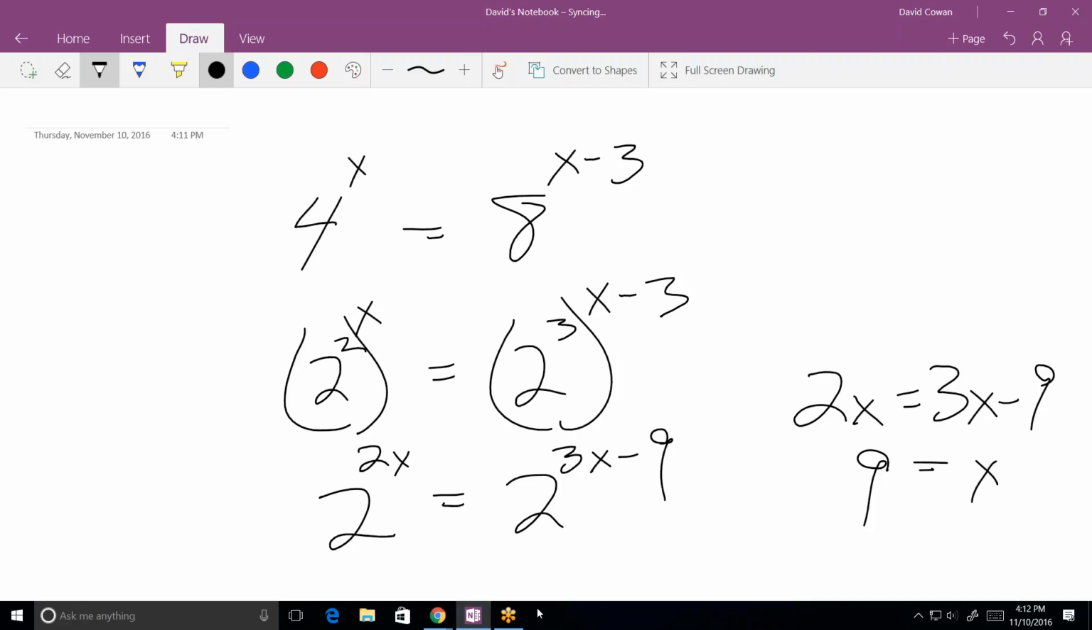Notice I didn't use logs one time, but that was only because both of these numbers, 4 and 8, share a common exponential base. I don't mean a common factor. Their common factor would be 4, but I can't really write 8 as 4 to some power. So what I'm looking for when I'm trying to do this using an algebraic solution is a common base between those two numbers. What's a common base between 9 and 27?